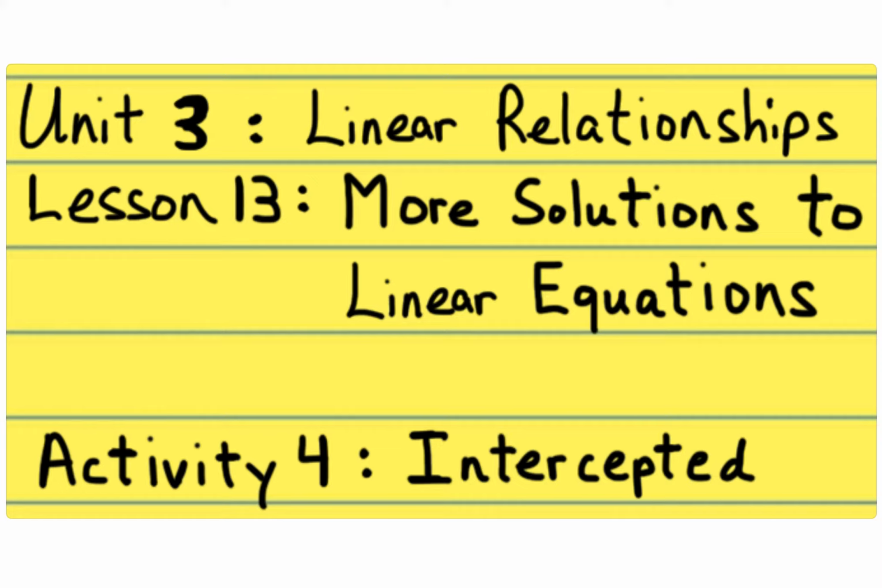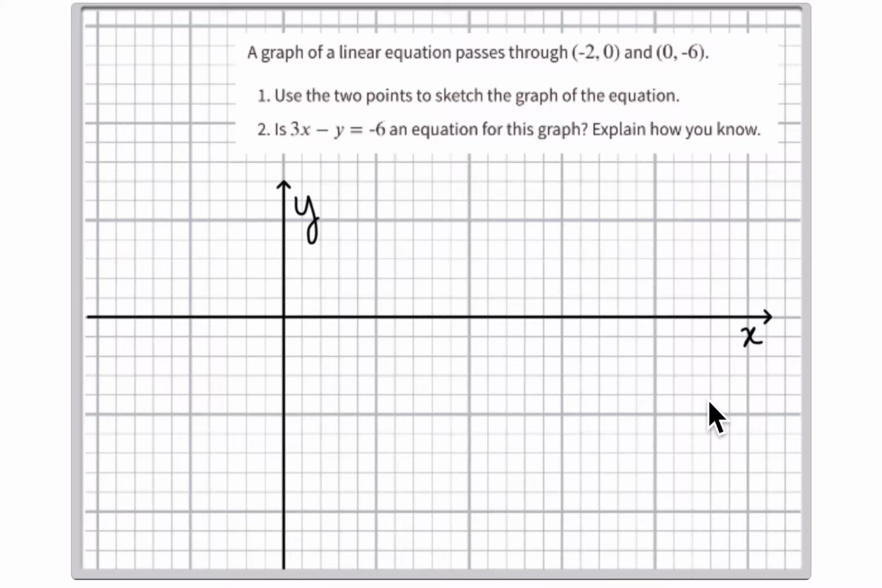This is activity 4, Intercepted, for lesson 13, more solutions to linear equations. The reason this activity is called Intercepted is because you're going to look at both the x-intercept, which is (-2, 0), and the y-intercept, which is (0, -6). You're supposed to plot these 2 points on this graph, draw the line, and see if this equation is the correct equation for that graph.